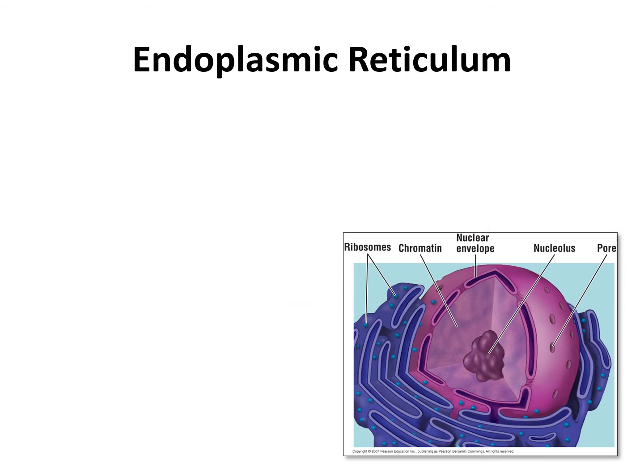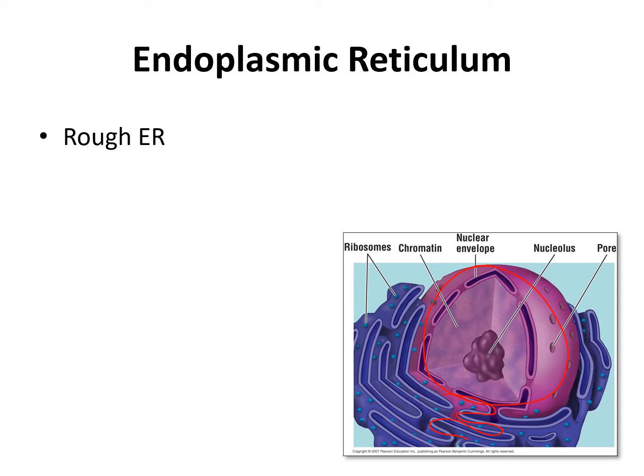The next organelle I want to talk about is the endoplasmic reticulum, otherwise known as the ER. And the endoplasmic reticulum extends from the nuclear envelope. So here, this purple or pink colored nucleus, this is the nucleus, and the membrane extends out from the nucleus and becomes this blue ER.